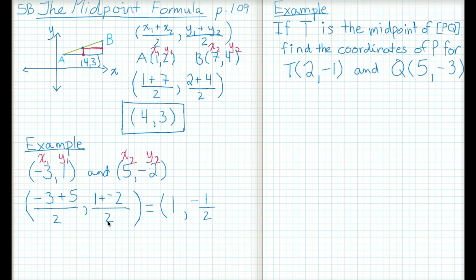When you're dividing by 2, you could end up with fractions that have halves in them. And that's perfectly fine. You can leave it like that. Could put it as a decimal, but in mathematics we often leave things as fractions. So this is 1, negative 1/2.